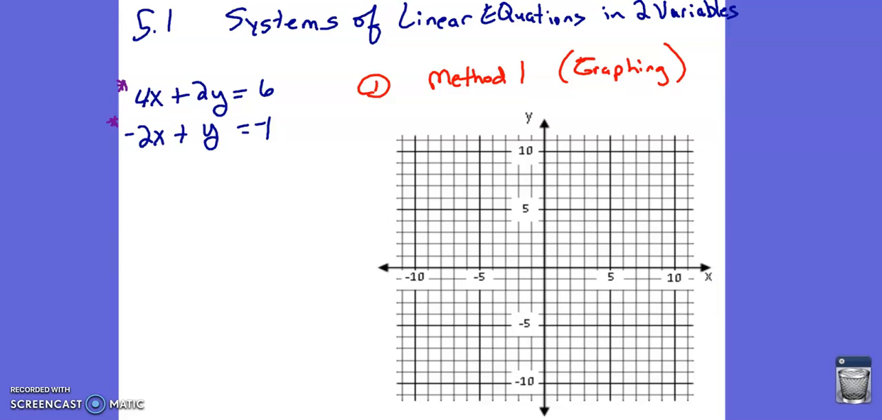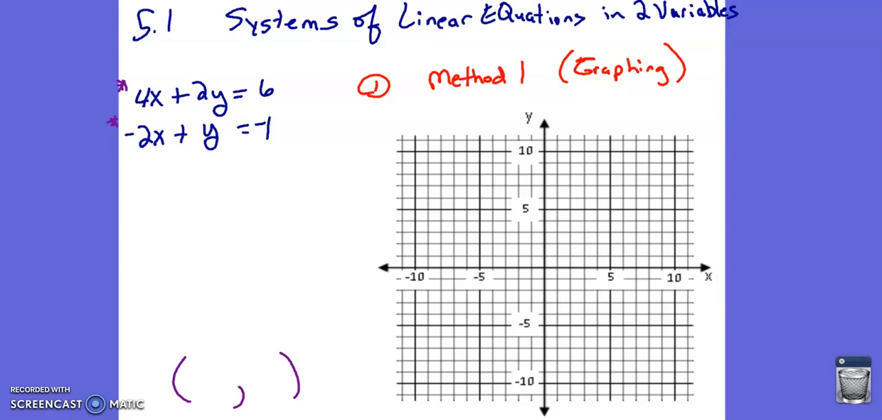So one way to solve this is the graphing method. We could just graph the first one, which is a line, and the second one, which is a line, and then find the answer, which is the point of intersection, like where do they cross? And that's what we're going to do here. So let's look at the first line.